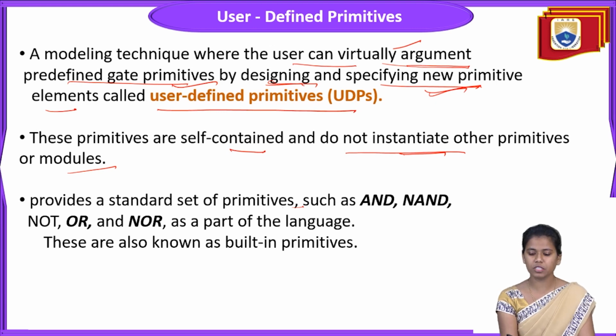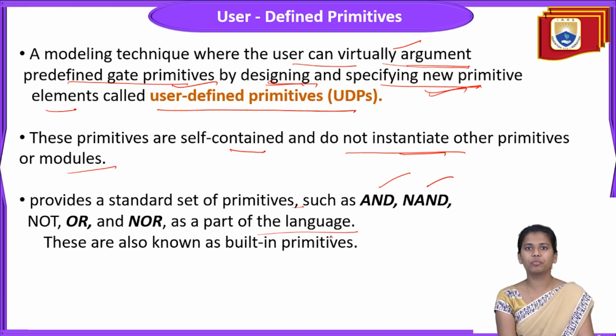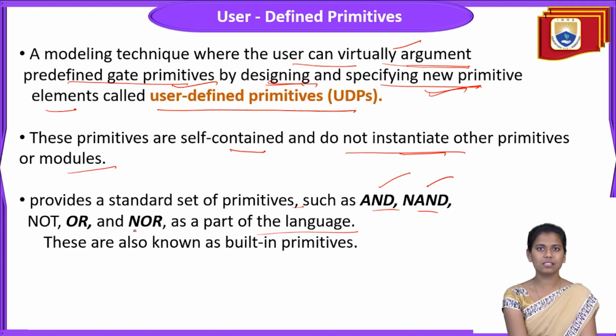So what are those primitives? AND, NAND, NOT, OR, NOR as a part of the language. As a part of the Verilog language, these Verilog primitives are nothing but AND, NAND, NOT, OR and NOR. These are the standard set of primitives, also known as built-in primitives.